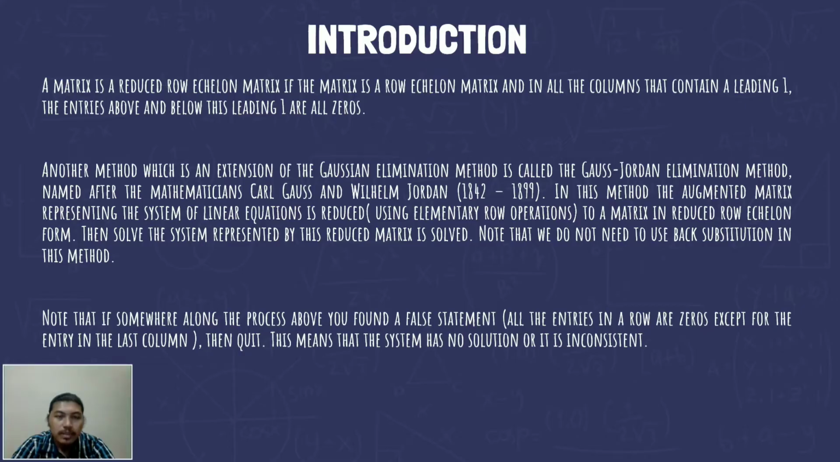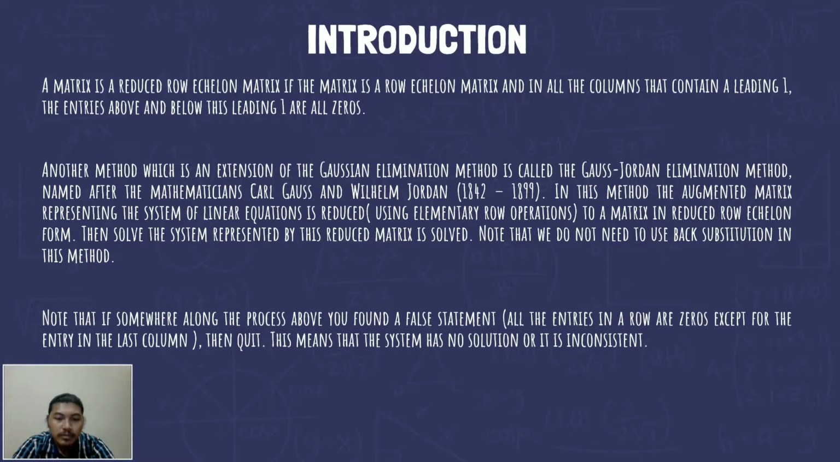So the first thing is the introduction. A matrix is a reduced row echelon matrix if it is a row echelon matrix and the entries above and below the leading ones in all columns are zeros. The Gauss-Jordan elimination method, named after the mathematicians Carl Gauss and Wilhelm Jordan, who lived around 1842 to 1899, is another extension of the Gaussian elimination method.